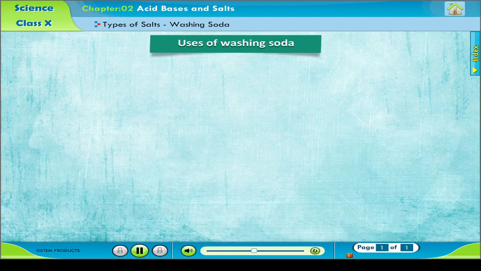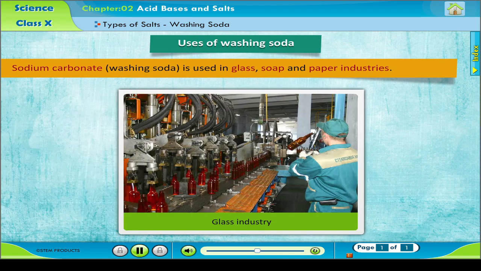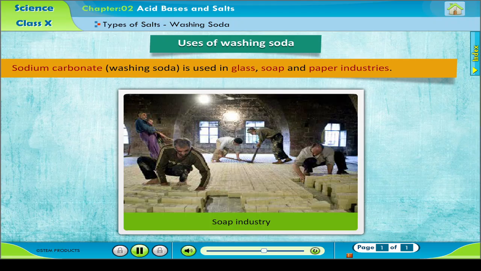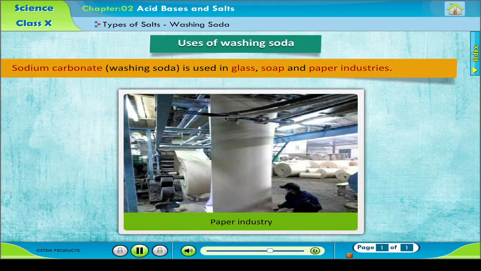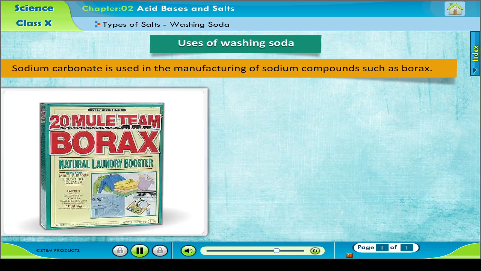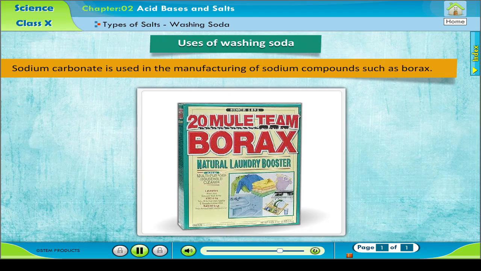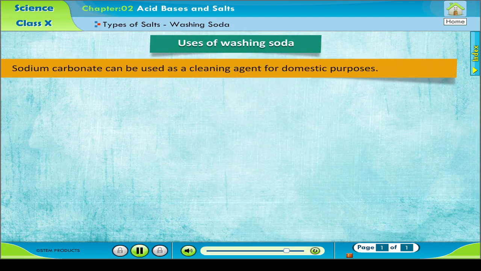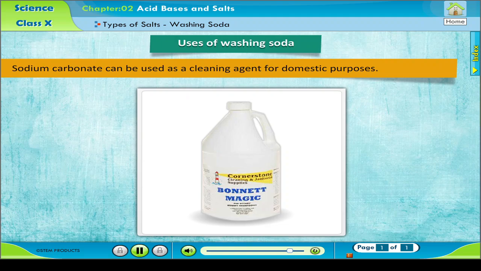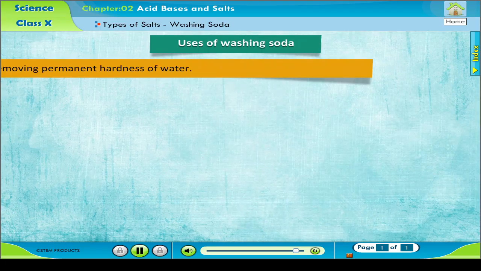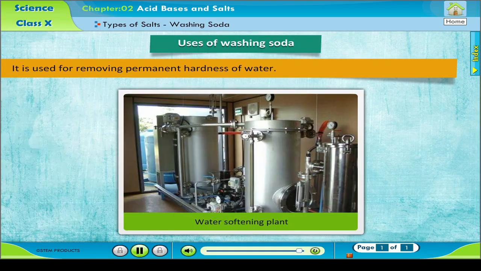Uses of washing soda. Sodium carbonate, washing soda, is used in glass, soap and paper industries. Sodium carbonate is used in the manufacturing of sodium compounds such as borax. Sodium carbonate can be used as a cleaning agent for domestic purposes. It is used for removing permanent hardness of water.